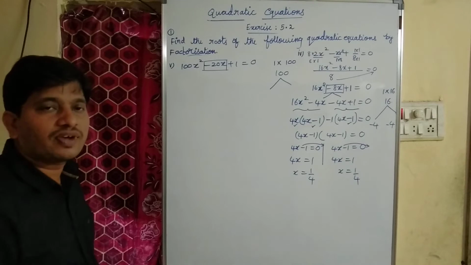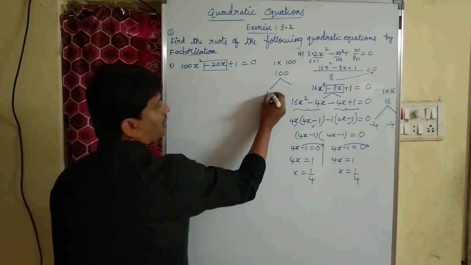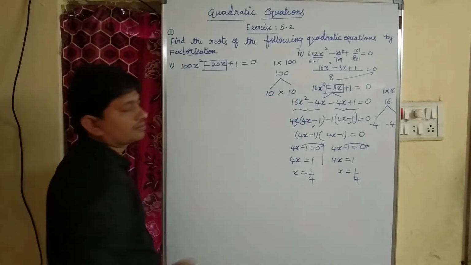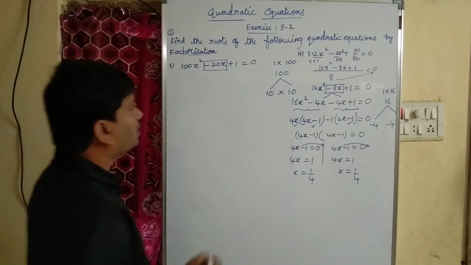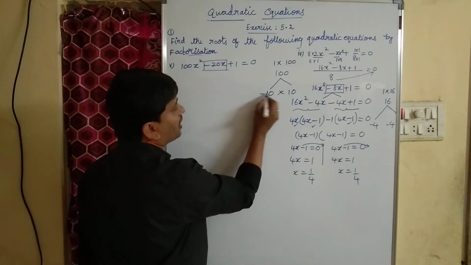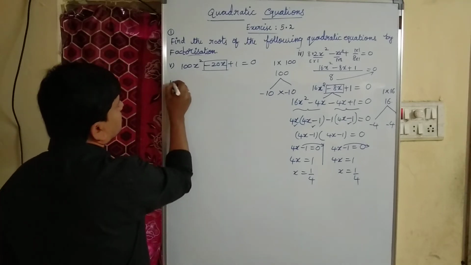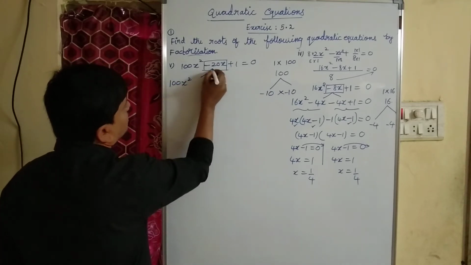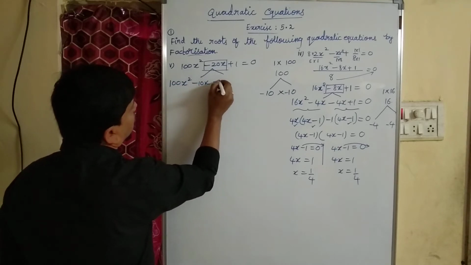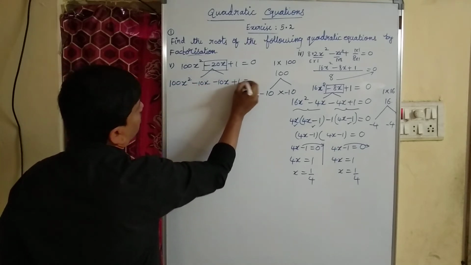So what are the possible factors of 100? Possible factors of 100 are 10 and 10. 10 tens are 100. Because the middle term is minus 20x, so minus 10, minus 10. Okay. So 100x square minus 10x minus 10x plus 1 equal to 0.